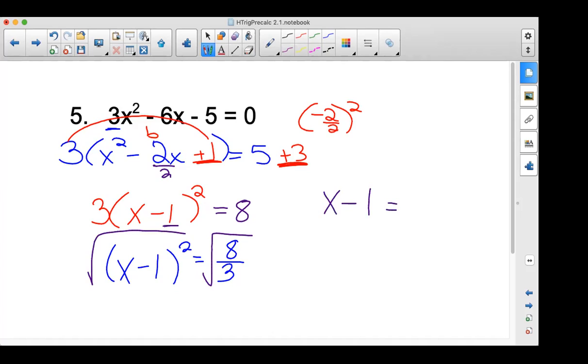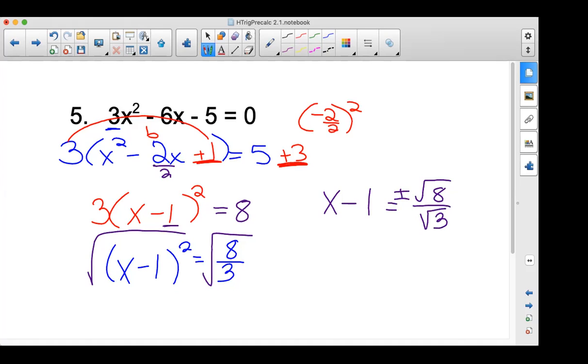On the other side, I have the square root of 8/3. That really means I have the square root of 8 and the square root of 3. That's the quotient property for radicals. I have a power property also with radicals. I could take something of fractions. I could square the top and square the bottom.